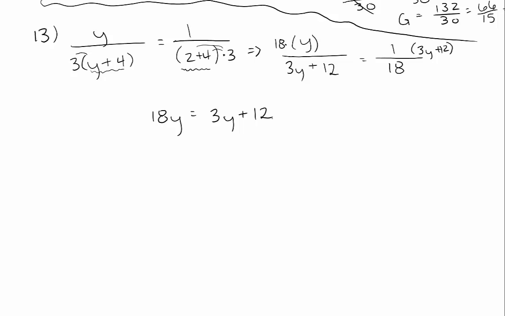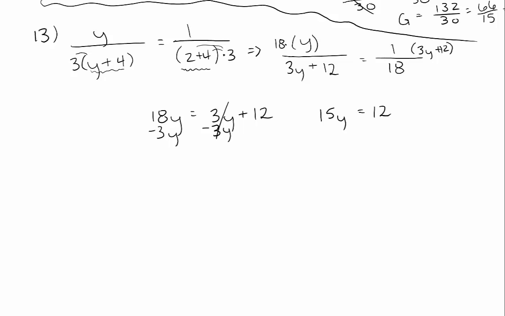And so now, again, I want to bring all my y's over to one side, and I have 18 over here, so I'm going to scooch this one over. I'm going to say minus 3, because 3y minus 3y is 0. I have to minus 3 on this side, minus 3y. And I get 15y equals 12.